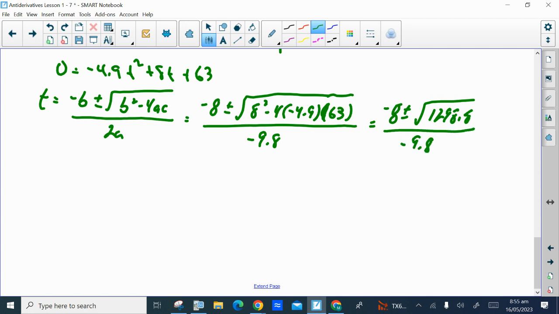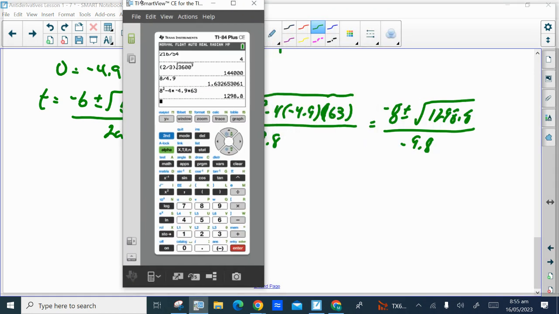And because time can't be negative, we want to use the value here that's going to give us a positive answer, which will be the one if we take negative 8, take away the root of 1298.8, because that is then divided by negative 9.8. So we need the top to be negative as well, so that when we divide, we get a positive answer.